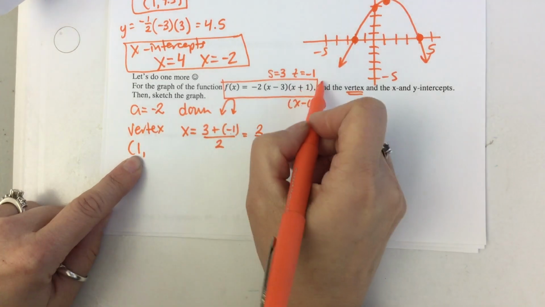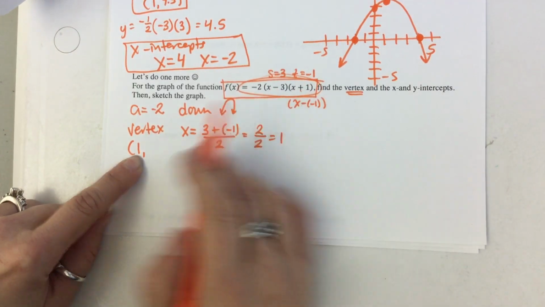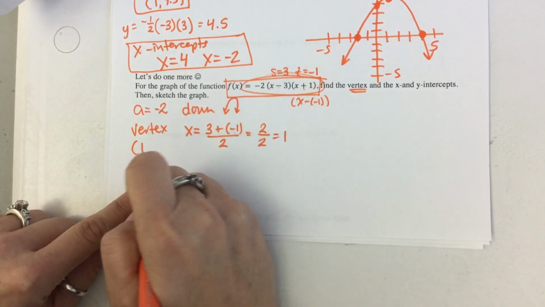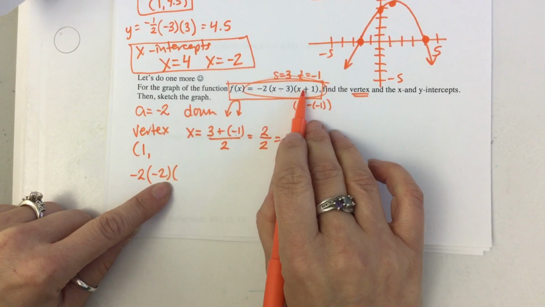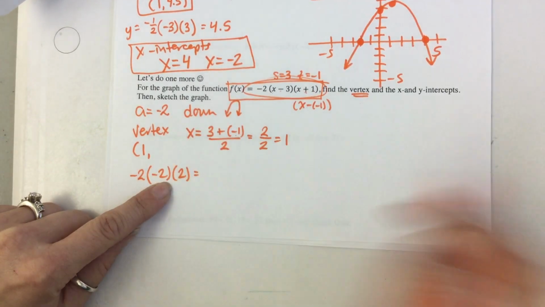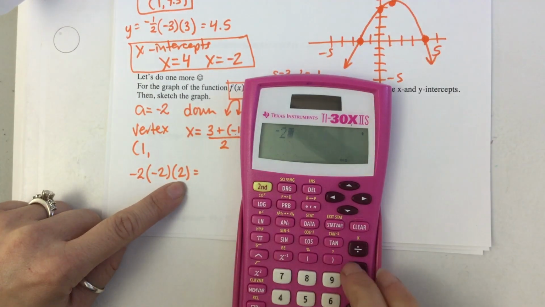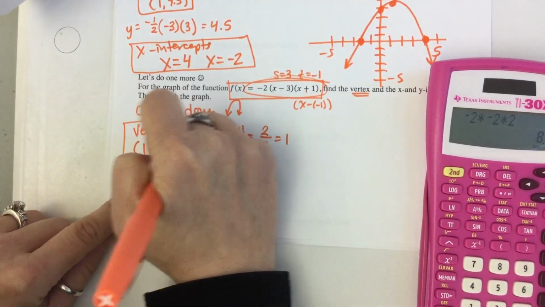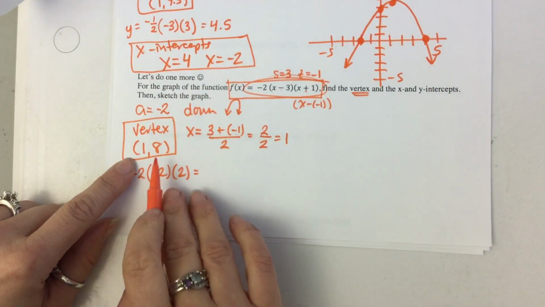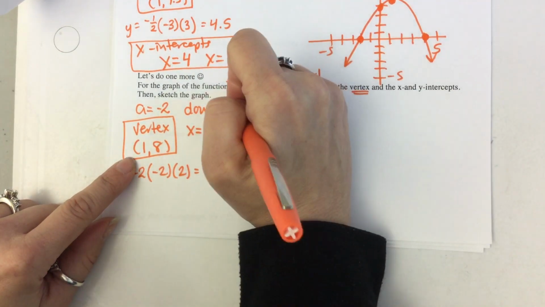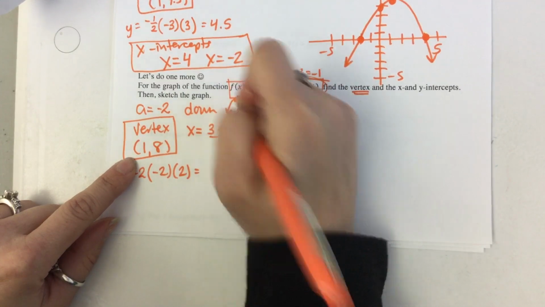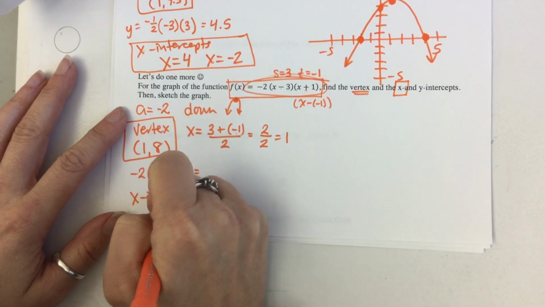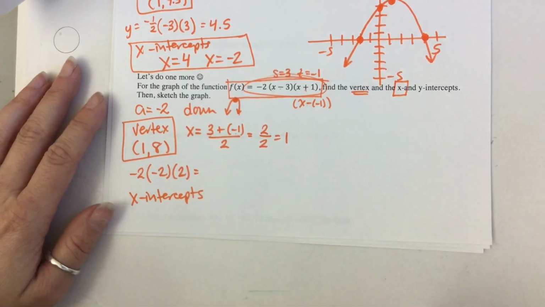To find the y value, you have to change the x's to 1 in the original function. So -2 is out front. 1 minus 3 is -2, times 1 plus 1 is 2. If I go ahead and calculate that, -2 times -2 times 2, it's 8. So the vertex is at (1, 8). This vertex is going to be a maximum point because the parabola is opening downward, so this is the top point.